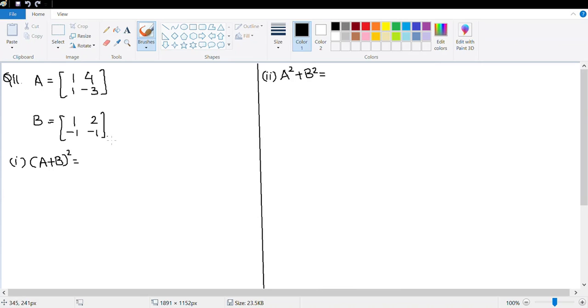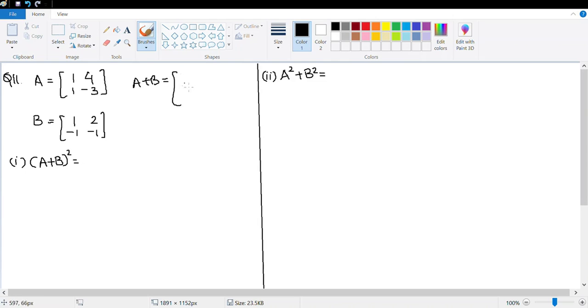We need to find (A plus B) whole square. Part 2 will be A square plus B square. So let's check. Let's do (A plus B) whole square. When we are opening a bracket, let's first do A plus B and then we'll do the whole square.